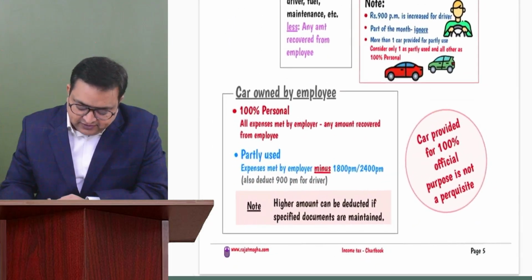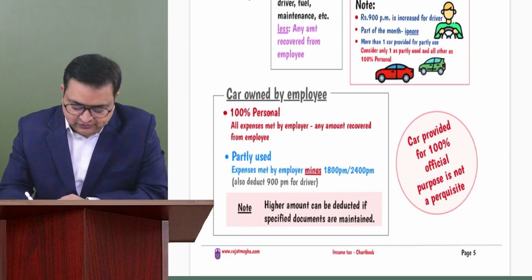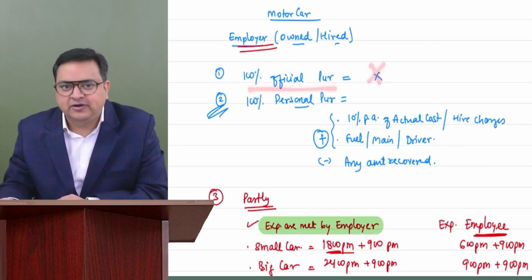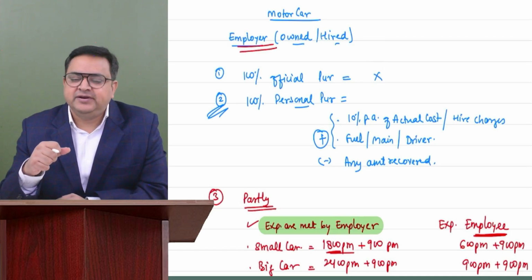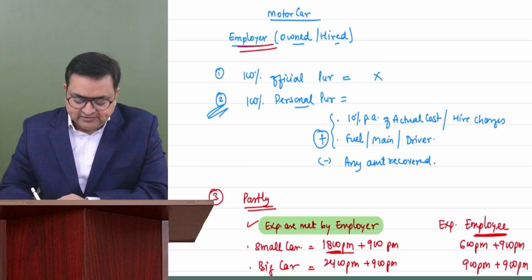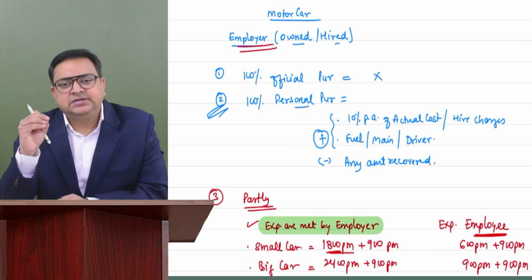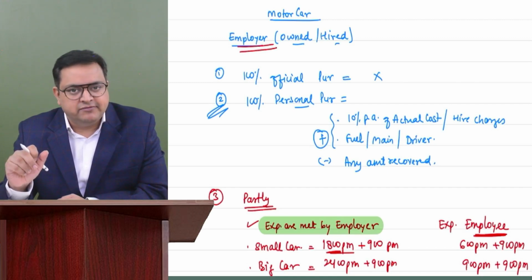Then, if the car is owned by the employee, the most important thing is, see, if it is 100% official purpose, obviously there is no perquisite. For official purpose, we don't make it a perquisite. Only for personal purpose, we make it a perquisite. So if it is for 100% personal purpose, then obviously whatever money the employer is spending will become the perquisite value minus any amount recovered, right?